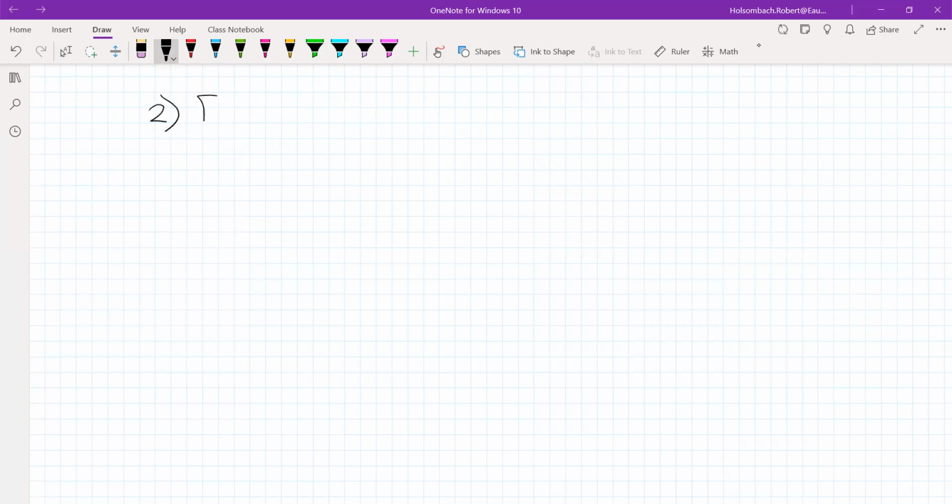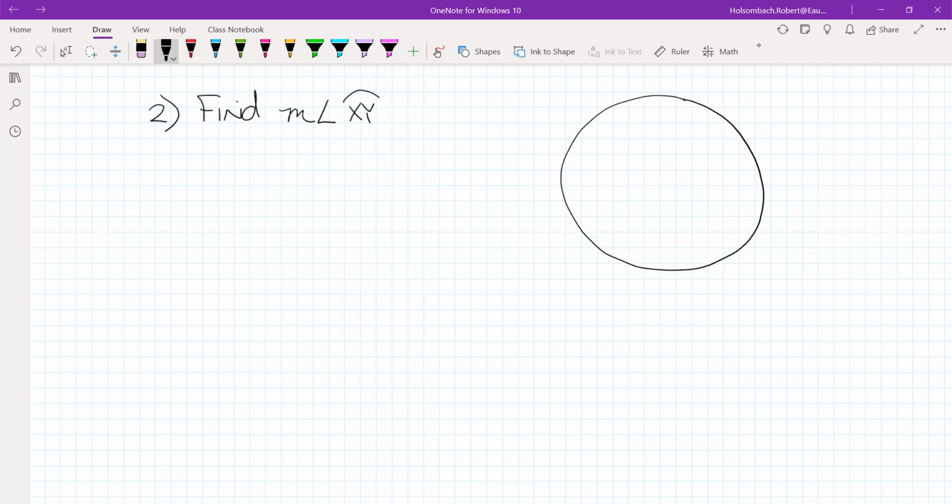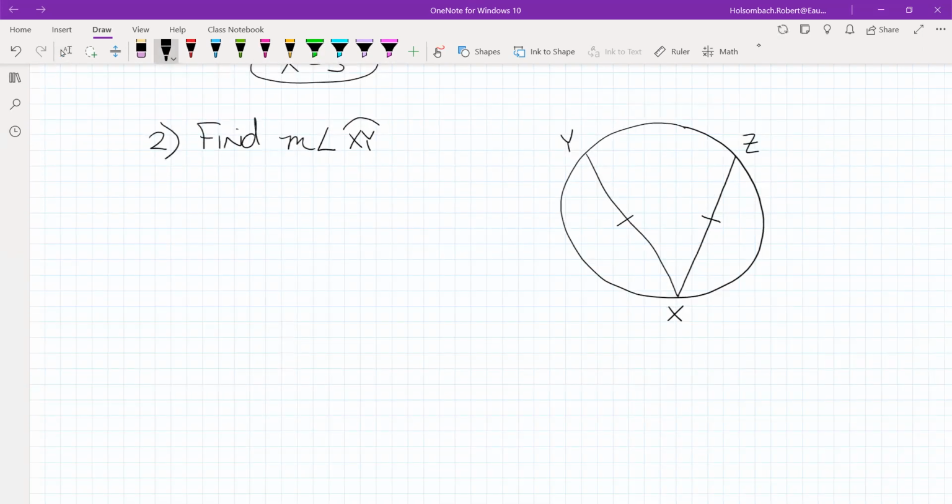Number two, we're going to find the measure of arc XY. And we're told that these two chords are congruent. That arc YZ is 50, and that arc XZ is X plus 5. So remember, if two chords are congruent, then their corresponding arcs are also congruent. So that makes arc XY X plus 5 as well.